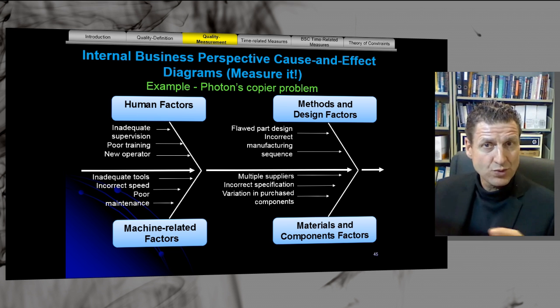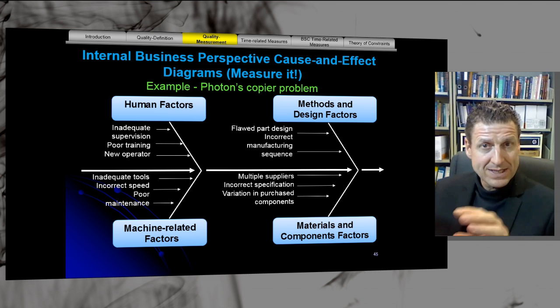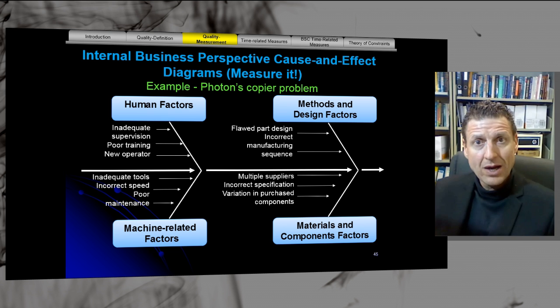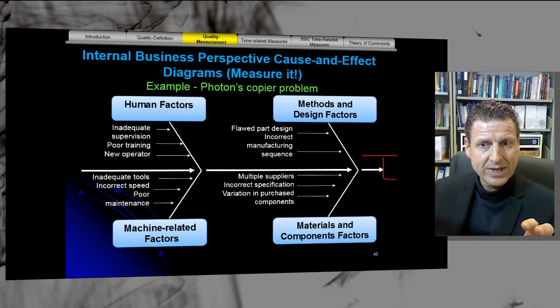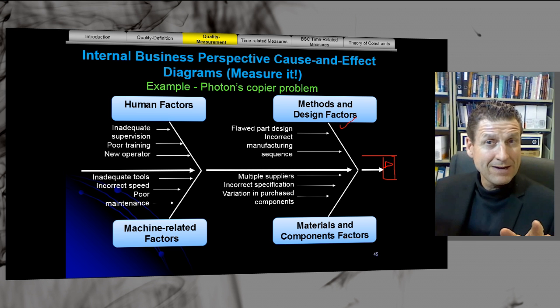This is not an 80-20 rule, but is basically laying out what are all the potential influences on the defects that Photon is experiencing. And we put a big D here for defect. Yes, not defense, it's defect. So it could be due to methods and design factors, human factors, machine related factors, or materials and components factors.